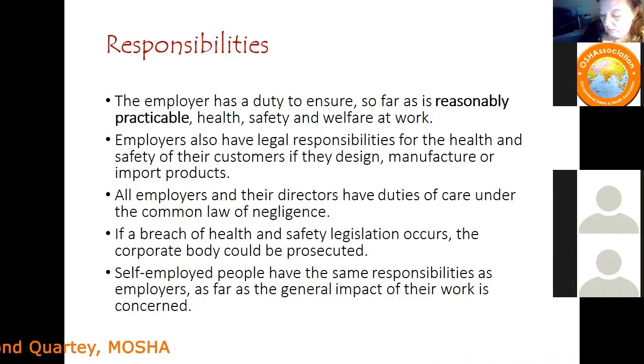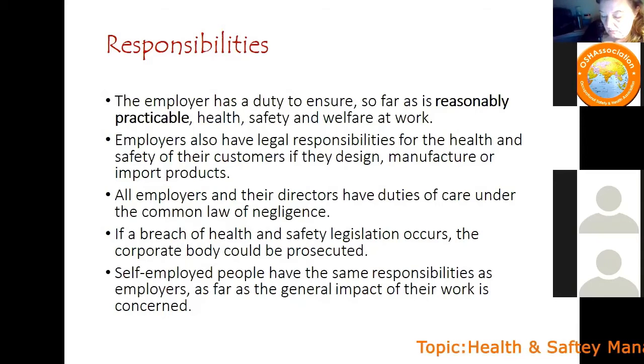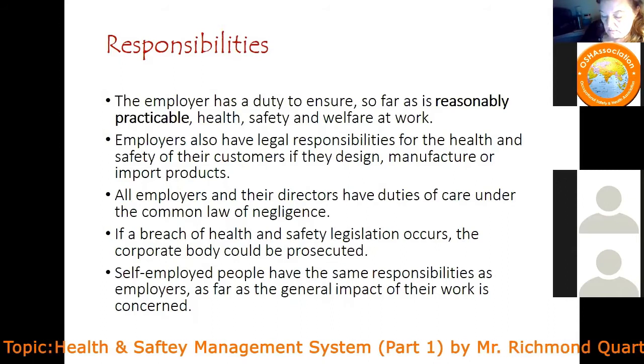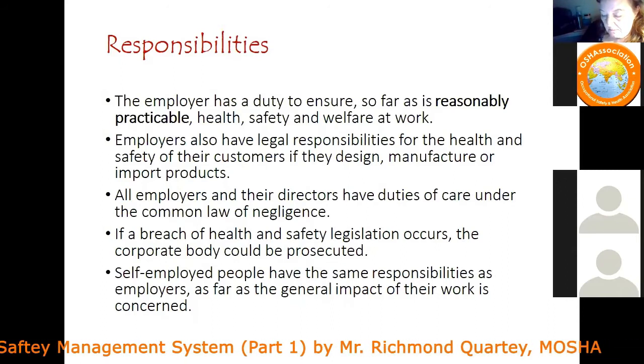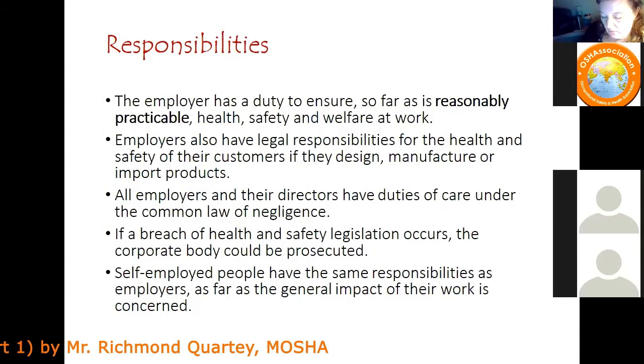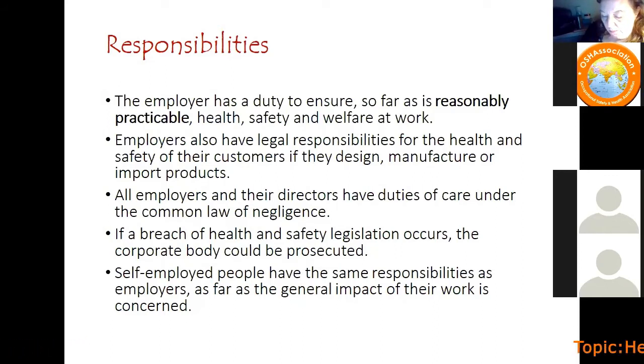Very, very important. Now, self-employed people have the same responsibility as employers. If you are a self-employed person, you also have the same responsibility to make sure that you don't constitute hazard or problems to employees or to the people within your environment. You have to make sure you don't constitute problems to the community, your host community, where you are performing your duty. As far as the general impact of the work is concerned, you have to do the needful and keep the environment clean.